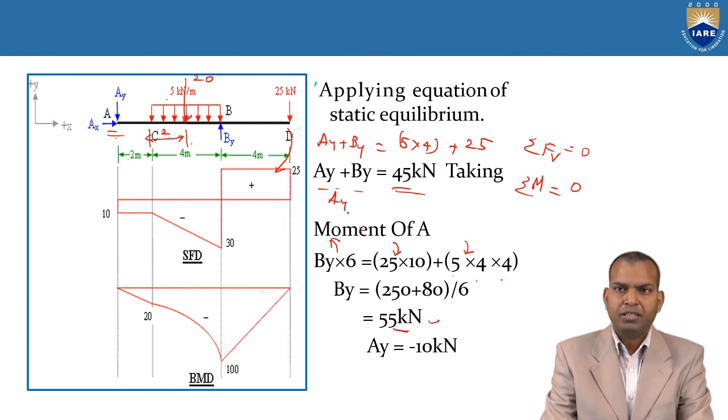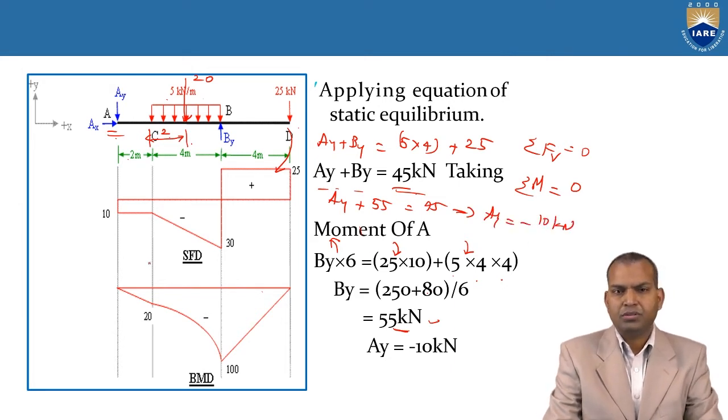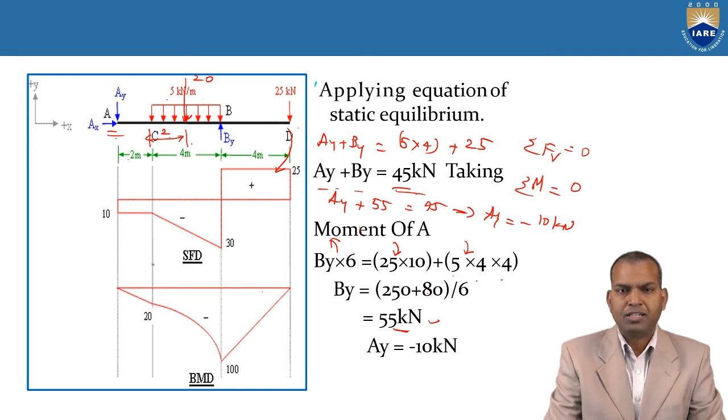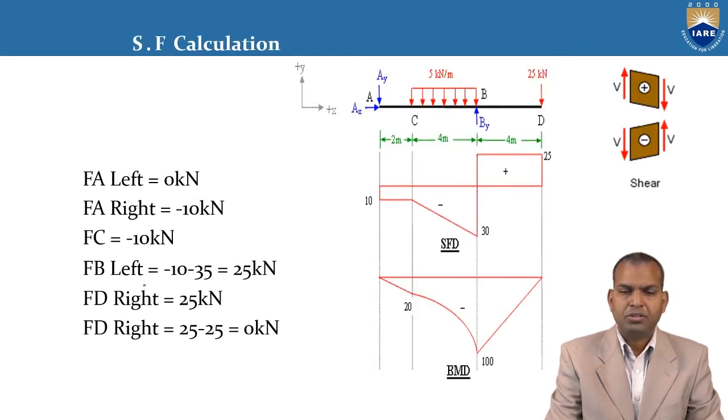Now substitute over here, AY plus BY, 55, equal to 45. Then AY equal to minus 10 kilonewtons. That means the reaction we assumed to be acting upwards is, based on this value, actually acting downwards on support A. That is 10 kilonewtons.